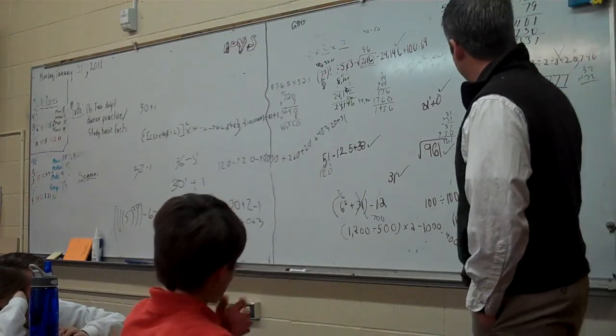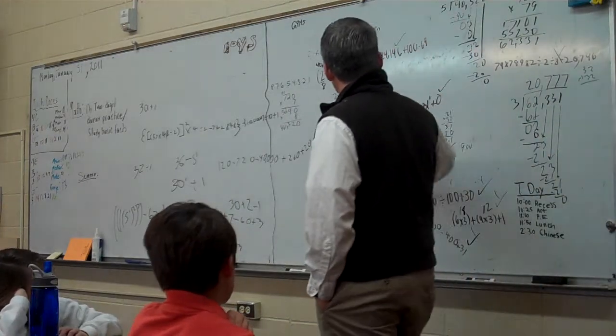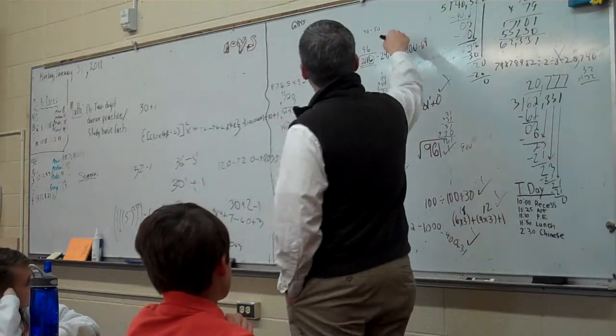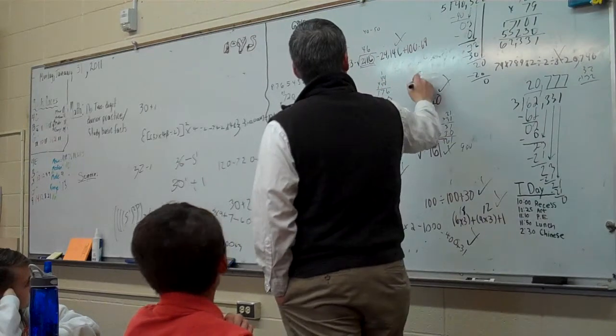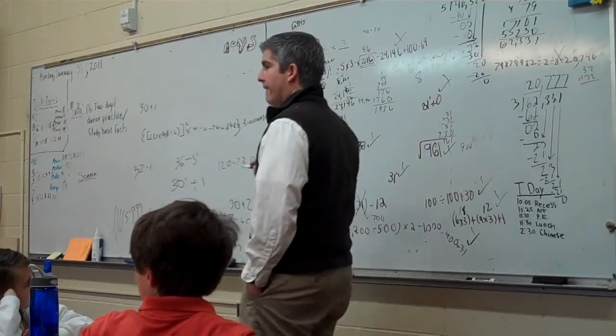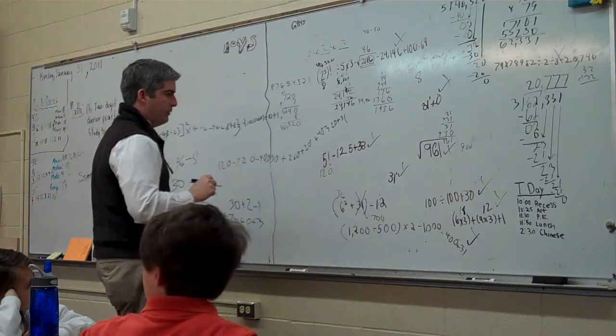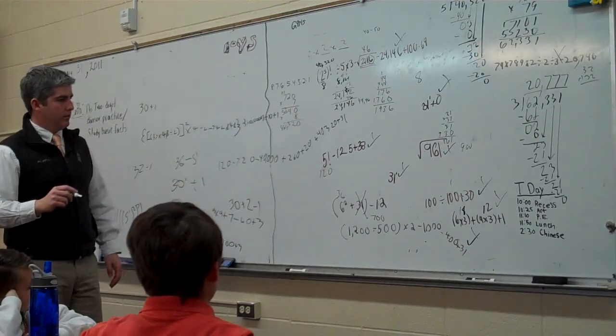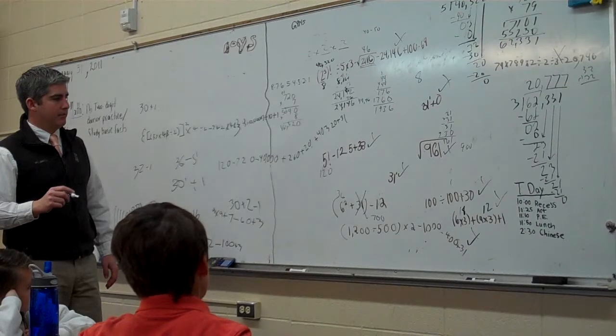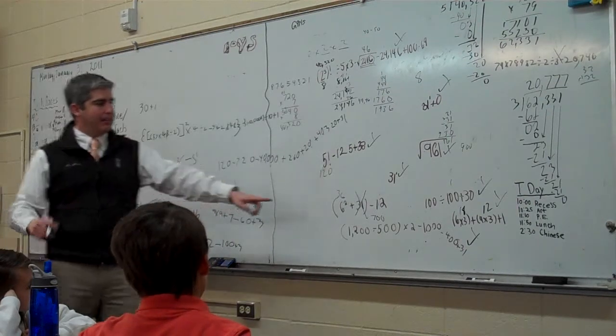Alright, did I get them all? We got 1, 2, 3, 4, 5, 6, 7, 8. Mr. Jimmy, if you were curious, I do know what happened at the 6 to the second. I think they did 6 times 2, which equals 12.